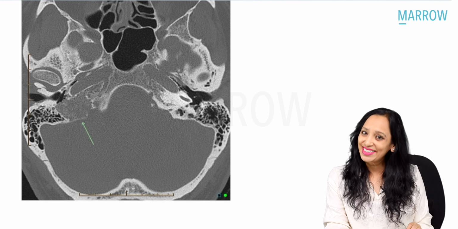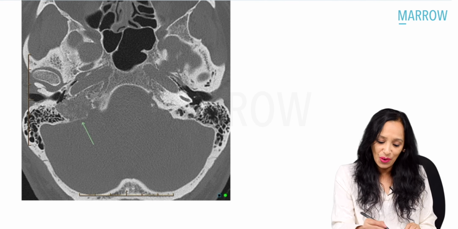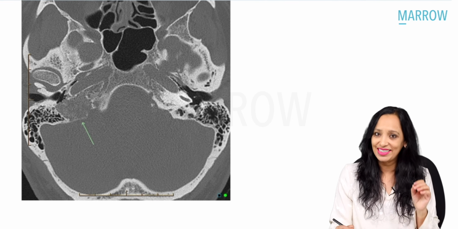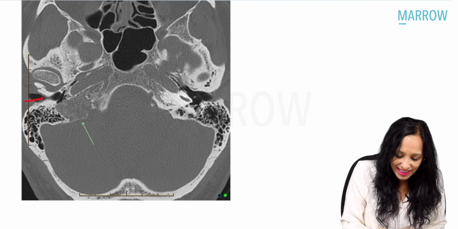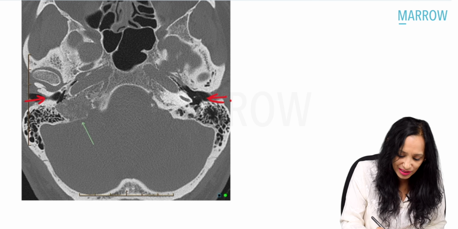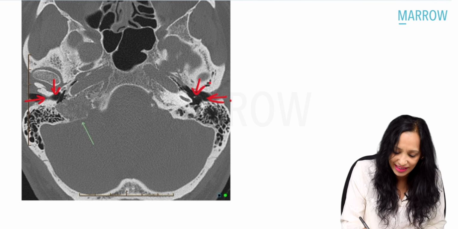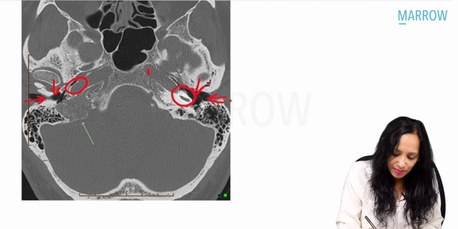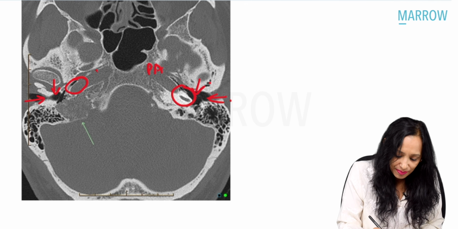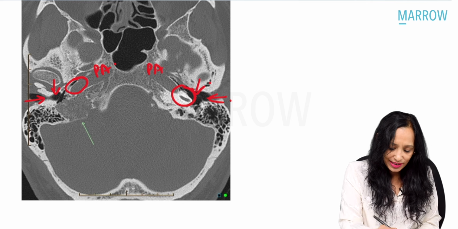So now is the CT making sense to you? What is our area of interest? It is either the middle ear or the jugular foramen. Where are we going to find it? This here is the external auditory canal on both sides. This is the middle ear containing the air, and this is the inner ear area. And this is the petrous apex. Okay, so let us see in the middle ear.